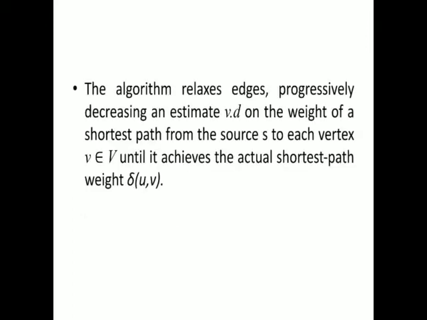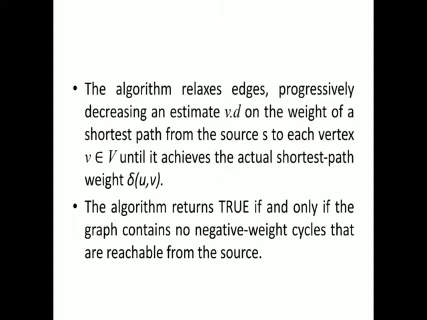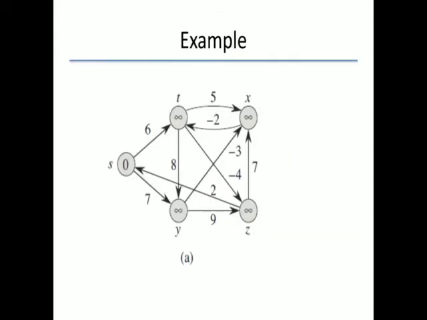So basically this algorithm relaxes each edge progressively, and at every relaxation process it decreases the estimate of v.d until it achieves the actual shortest path weight from S to each vertex, that is, u comma v. Before going to the algorithm, let's see the example.